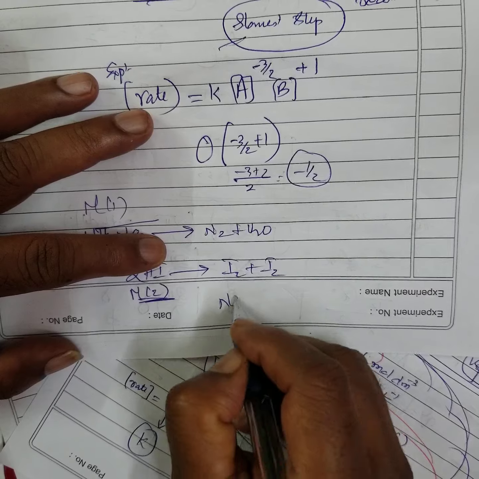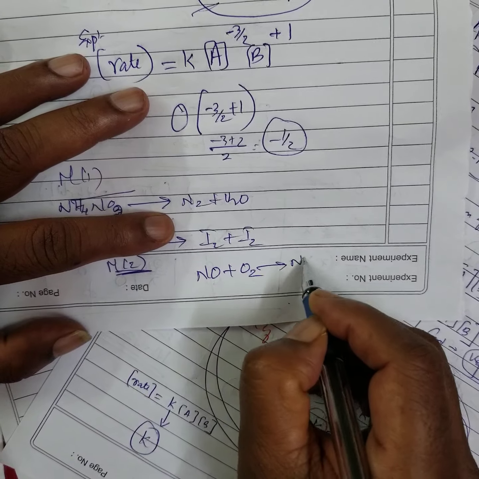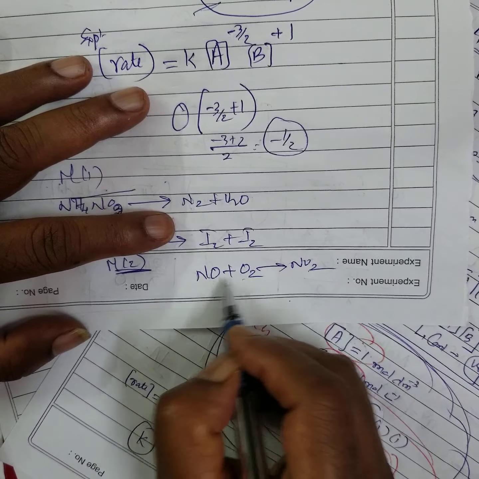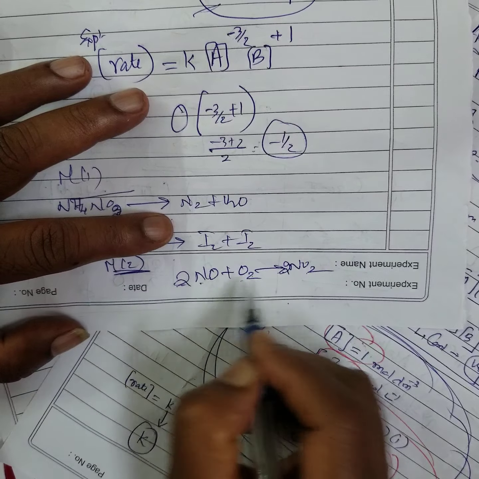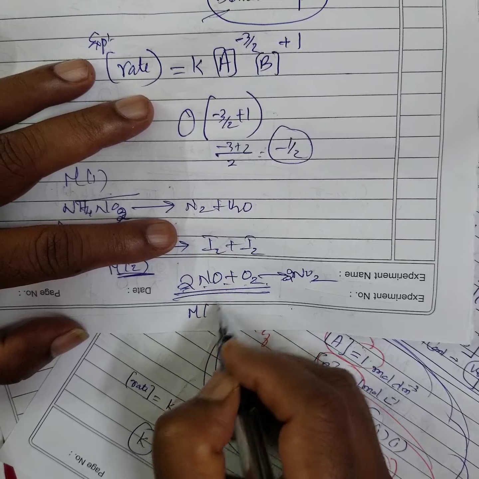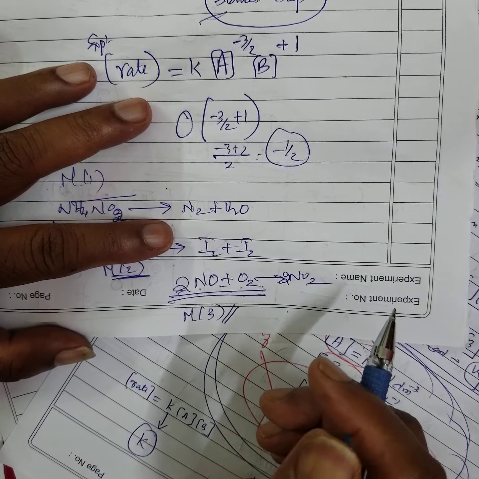Nitric oxide, a colorless gas, combines with oxygen to form reddish brown fumes of nitrogen dioxide. That means this is 2, this is 2, you write 2 nitrogen, 2 oxygen, 4 oxygen. Therefore, what is the molecularity of the reaction? 2 plus 1, 3. The molecularity of the reaction is trimolecular. But what about the order? Zero order of the reaction.